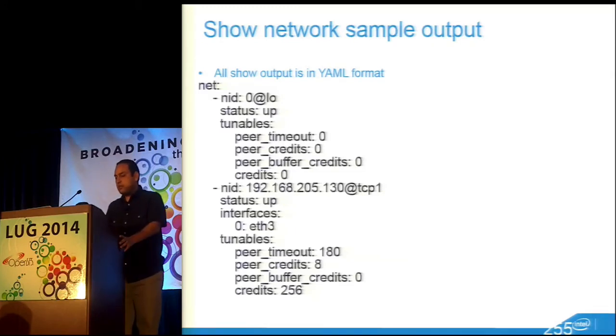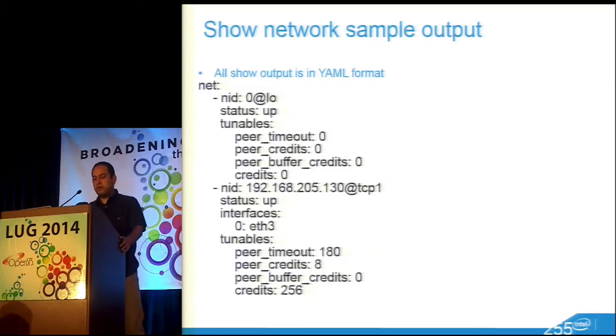For routes, pretty much the same thing. You can add the routes. There are mandatory and optional parameters. NET and gateway are mandatory, hop and priority are optional. This is how you add it.